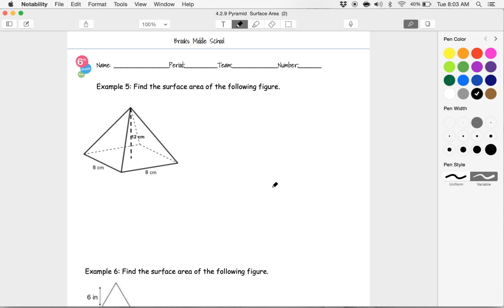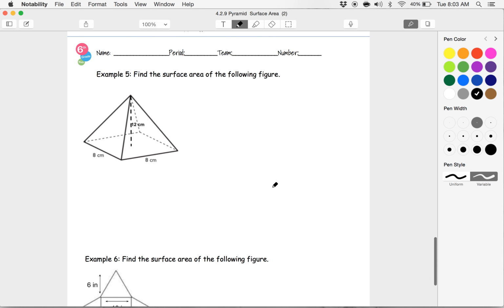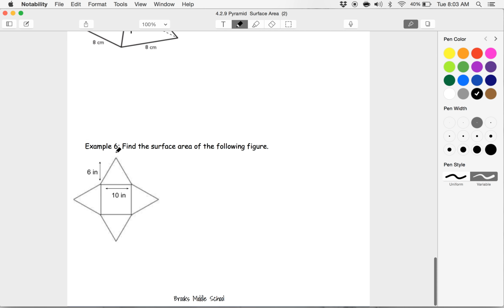See if you can do it by yourself. And then turn the video back on and watch me finish it and see if you match. After you've done that, you can see what you got right, what you got a little bit mixed up on, and see if you can kind of clarify it from there. Then I want you to do the same thing on example 6.